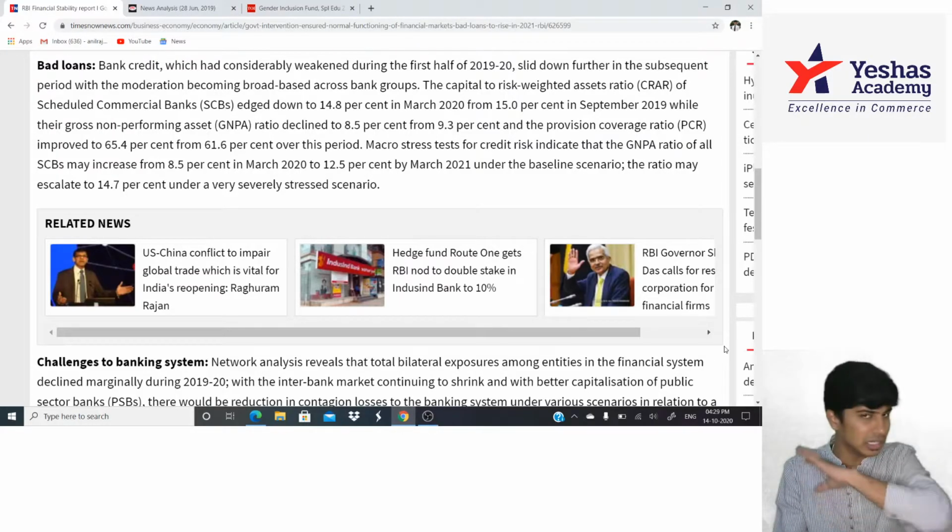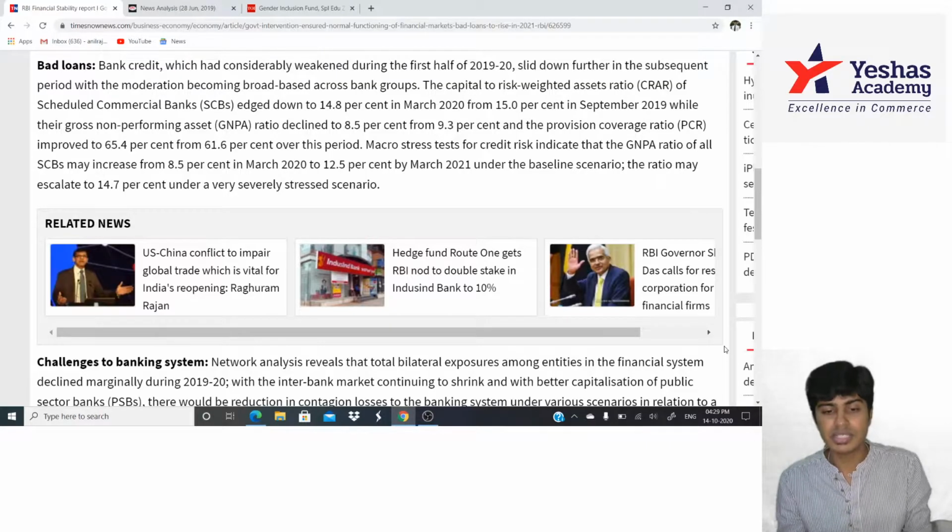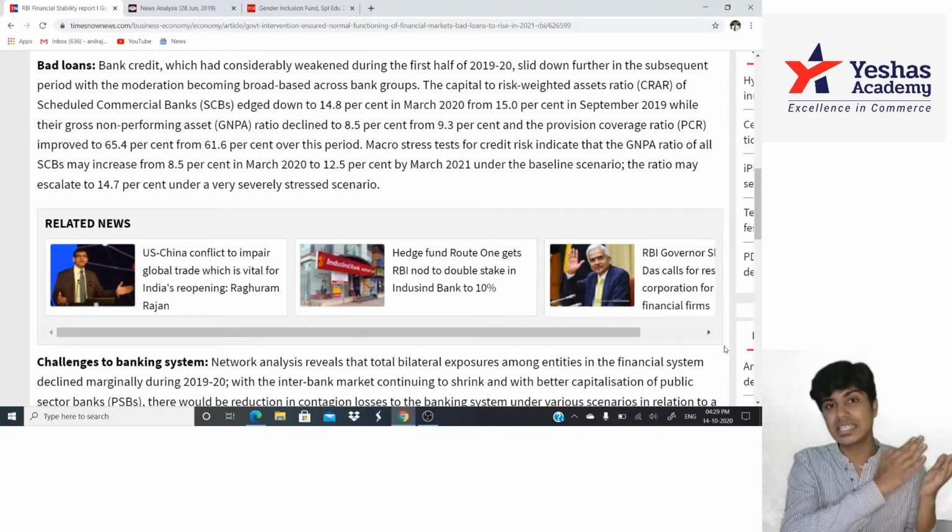Economics they read little, not in detail. They would understand these terms, capital to risk weighted assets ratio, and then what is a non-performing asset. They have problems on all this. The way I told you, they have it at the CA Inter level.